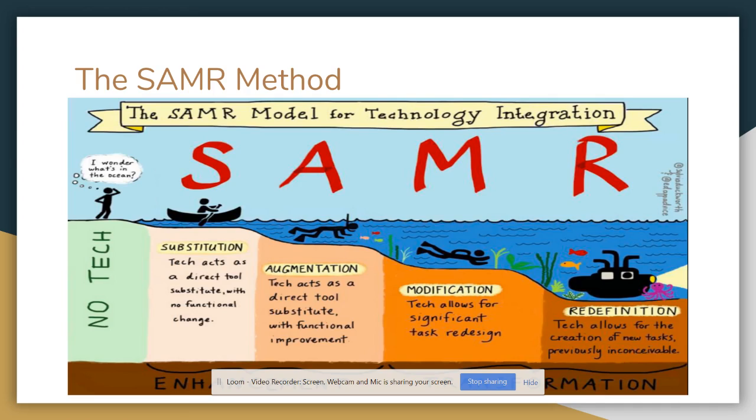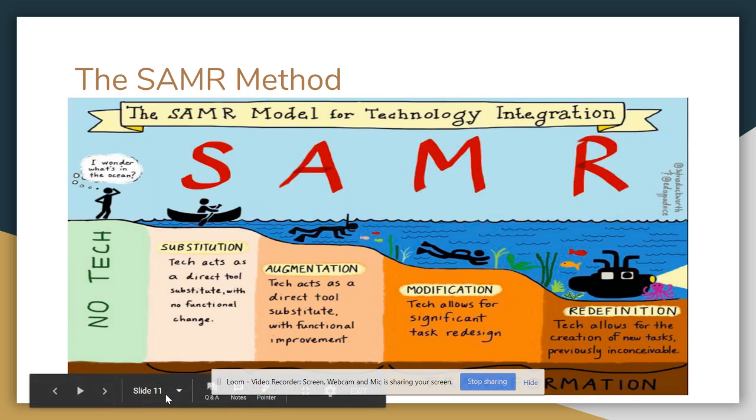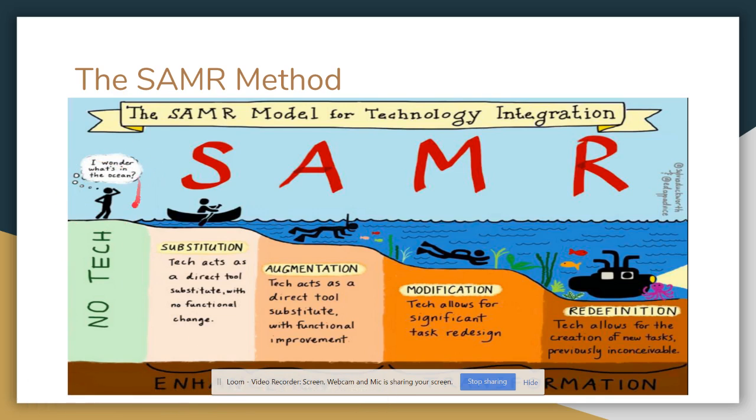Our second objective was to talk about the SAMR method for technology integration. When you're not using tech, it's kind of like this individual who's right over here. And what's he doing? He's just hanging out here. Well, I wonder what's in the ocean. He has no sense of what's going on out there because he's not really working with the technology at all.